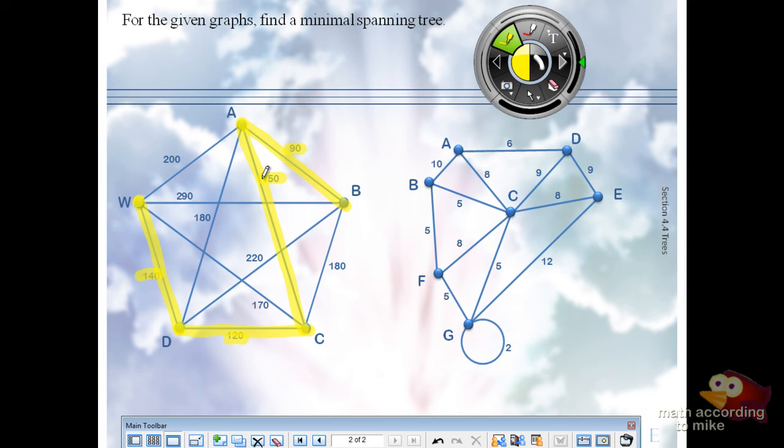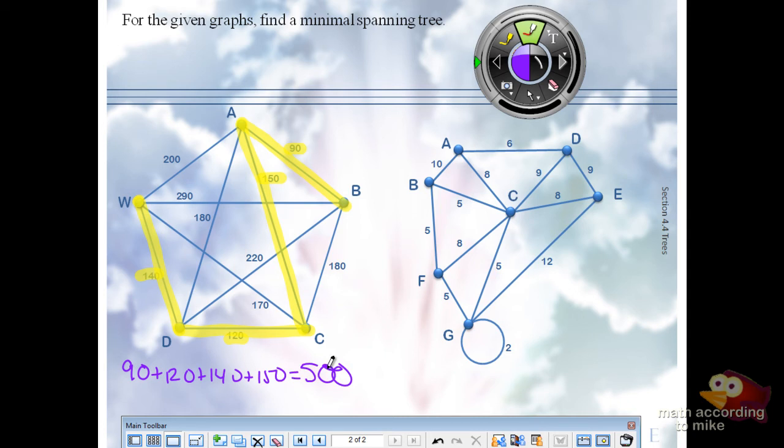So let's add it up. What is 90 plus 120 plus 140 plus 150? 290, 300, 400? You got 500? 500? Yeah. Helps if I carry my one. Yeah, so the total weight is 500. Questions.